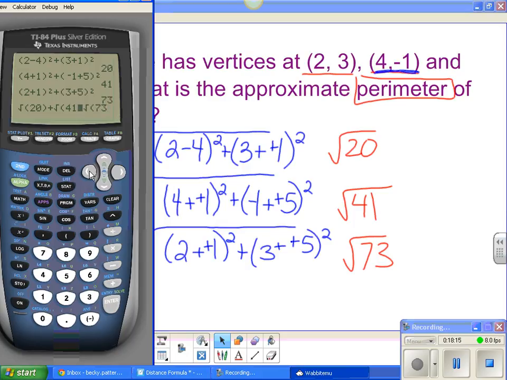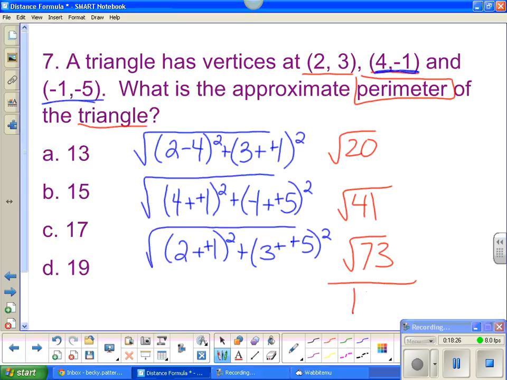I didn't even hit a plus sign. There we go. 19.4. So we're going with 19. Okay, so again, pain in the butt because you've got to do the distance formula 3 times, but take your time, watch your signs, watch your X's and your Y's, and watch how you type it in the calculator.